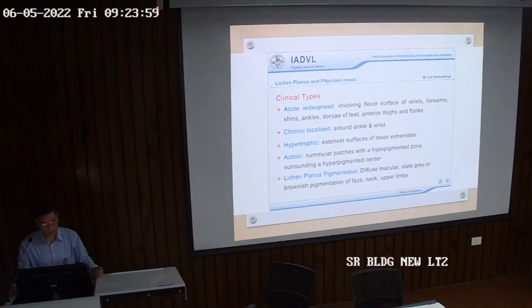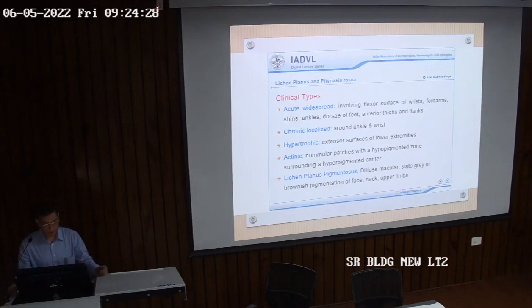Then chronic localized form of lichen planus, usually you'll find such lesions around the ankle and wrist region where the patient continues scratching and the lesion preponderance is over these regions. Hypertrophic, as the name suggests, is a hypertrophied lesion. Similar lesion, violaceous flat top, but much more elevated. Extensor surface of lower extremity. So these are the common sites where you'll find such types of lesion. All of these are lichen planus lesions.